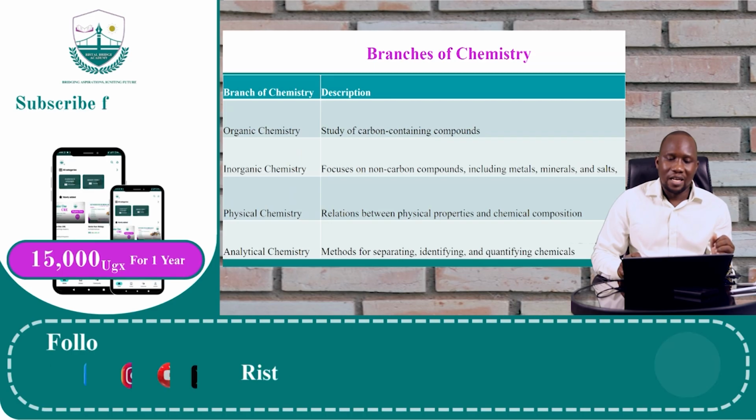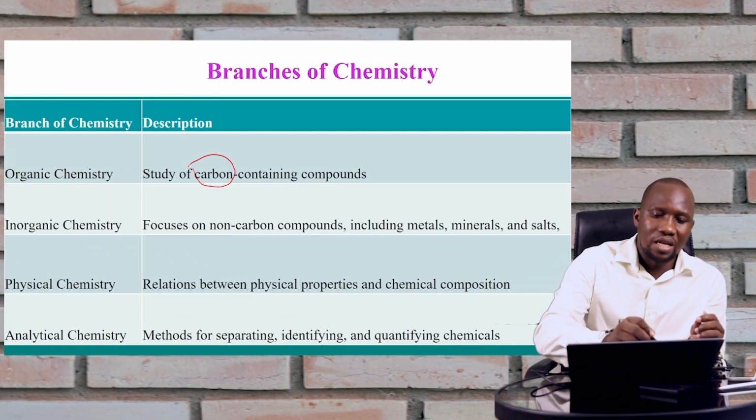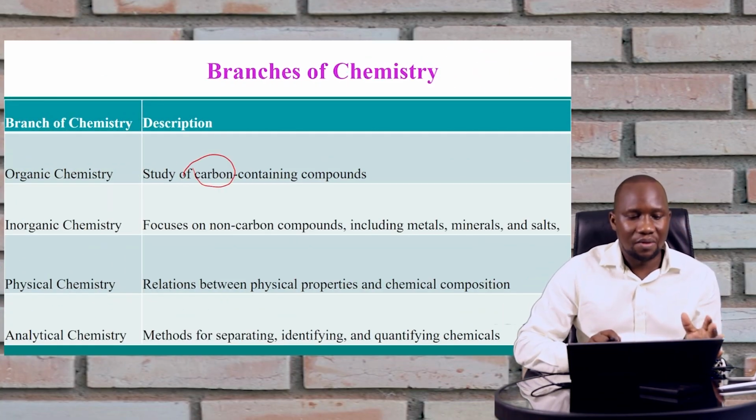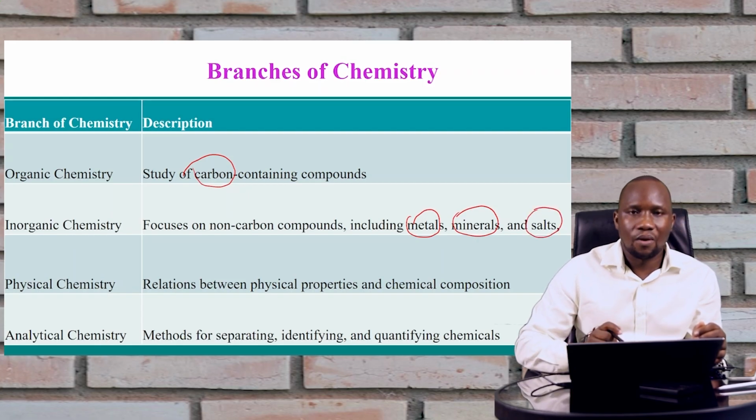With this, you look at compounds that contain carbon. Compounds that contain carbon, that's what you will study in organic chemistry. And then in inorganic chemistry, you will basically be focusing on the remaining compounds that do not contain carbon. Often, you look at the metals, the minerals, and the different salts. Those are the things that you look at in inorganic chemistry: the study of non-carbon containing compounds. They don't have carbon. Okay, and then you have physical chemistry.